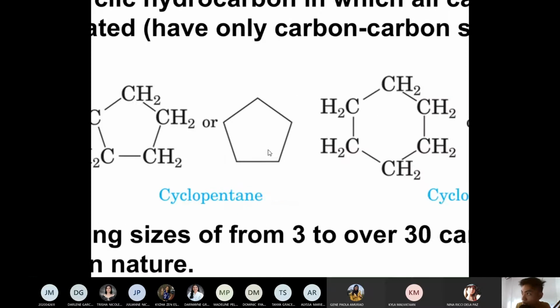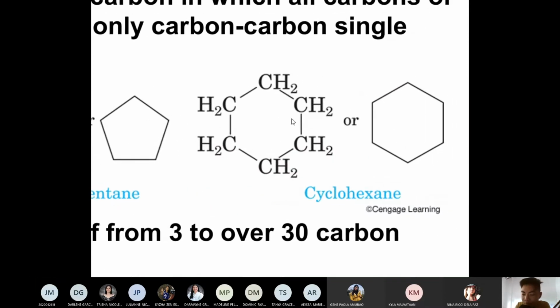No? Okay? Another version of cycloalkane is this one. This is a 6 carbon ring. We name it cyclohexane. Okay? So, ayan, cyclohexane, hex kasi, 6 na carbon. So, 1, 2, 3, 4, 5, 6. Okay, so we have 6 carbons there. And then, it is in a cyclic fashion, nakaring siya. So, cyclohexane. So, ganun lang.